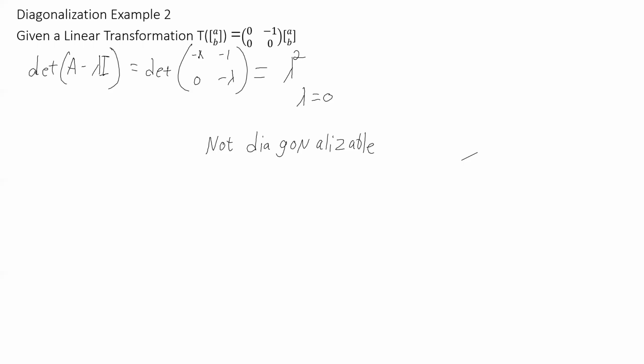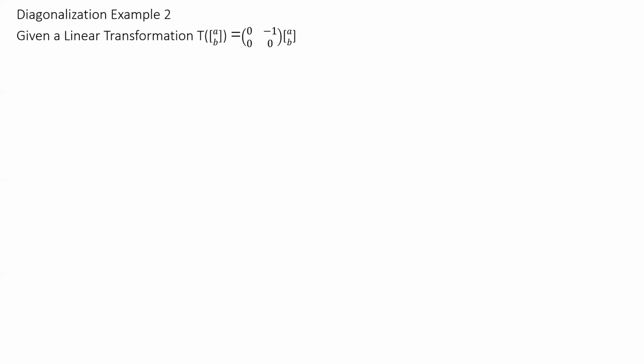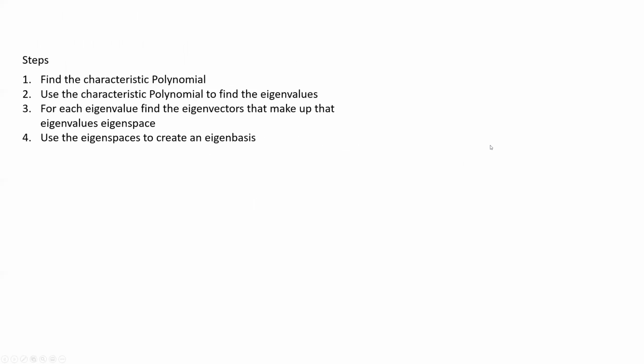So to sum everything up, the steps we want to go through are: we find our characteristic polynomial, and from there we use that characteristic polynomial to get our eigenvalues. Then for each one of those eigenvalues we find an eigenvector, and these eigenvectors together make up an eigenspace for each eigenvalue. Then we combine these eigenspaces to create an eigenbasis, and that's how we show that we have a diagonalizable matrix.